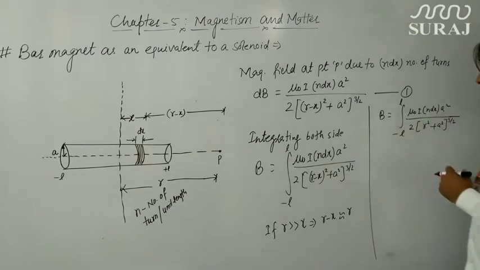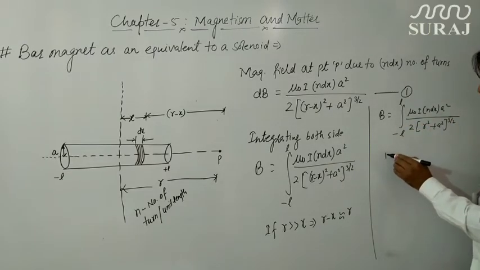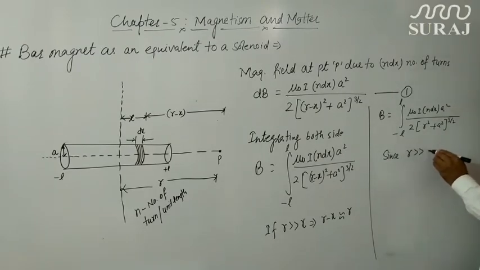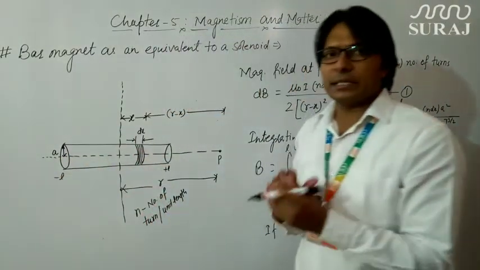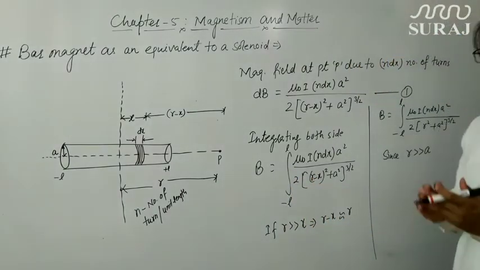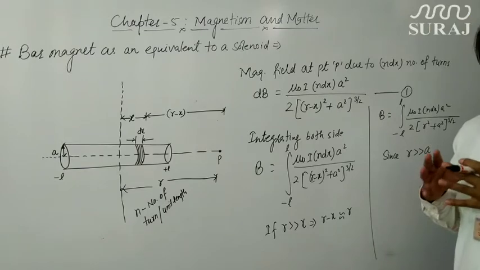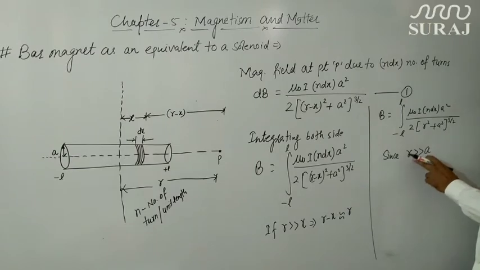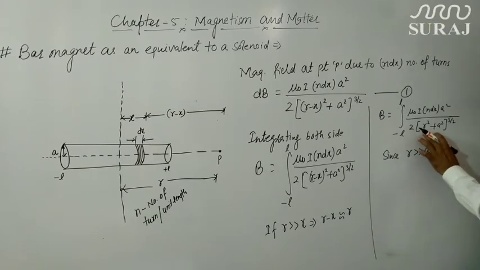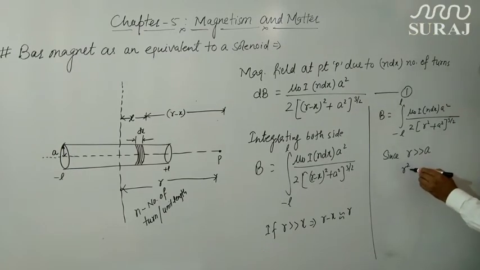Now we will take one more assumption: r is very much greater than a also, where r is this distance and a is the radius of this solenoid, and the radius or diameter of the solenoid is also very small compared to its length. So r is very much greater than a, and then r square will be far greater than a square. So we can simply replace r square plus a square with r square.